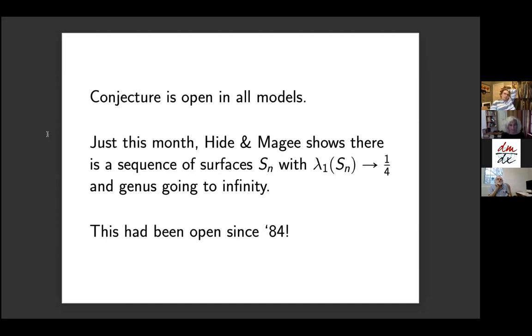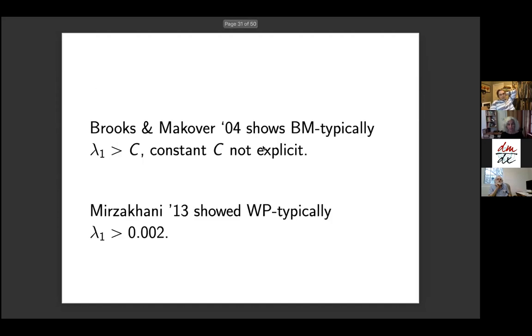Okay, but I want to focus on what we can understand for typical surfaces. So we're not going to get to a quarter. In the Brooks and Makover model, Brooks and Makover showed in 2004 that in their model, at least, lambda 1 is typically bigger than some positive constant. I haven't read their paper. I'm told that the constant isn't even explicit at all. Like they show there exists a positive constant without saying what it is.